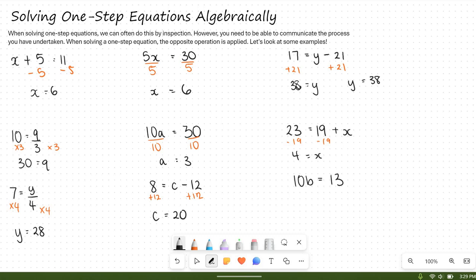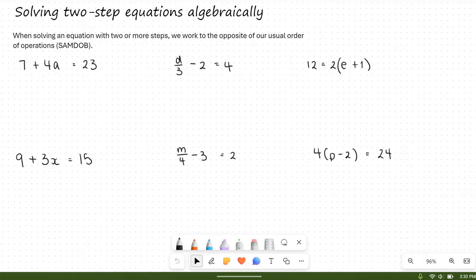And then last but not least, I've got 10b equals 13. This might have thrown a couple of you off, but if I divide that by 10, I am going to leave that in fraction form. So that's going to be 13 over 10.